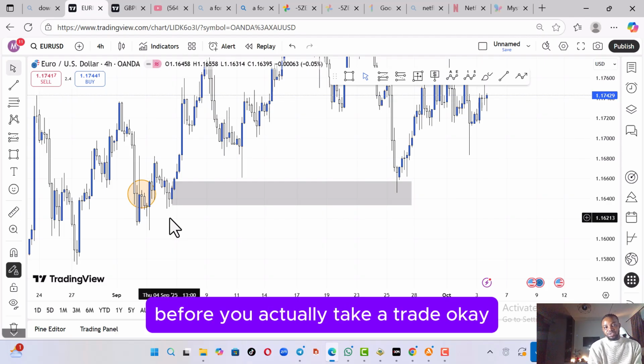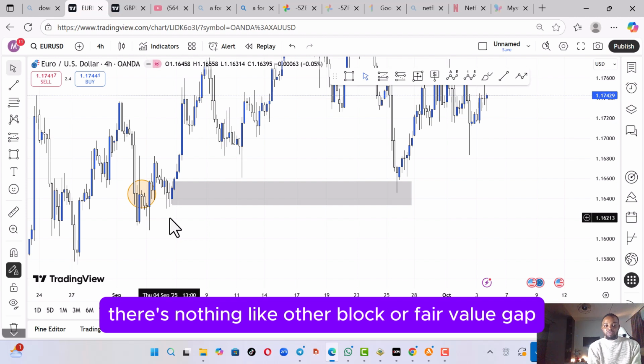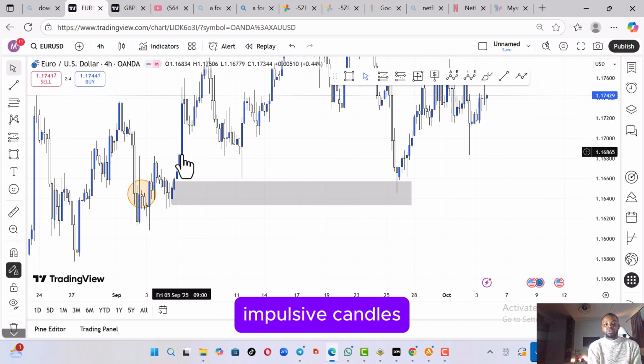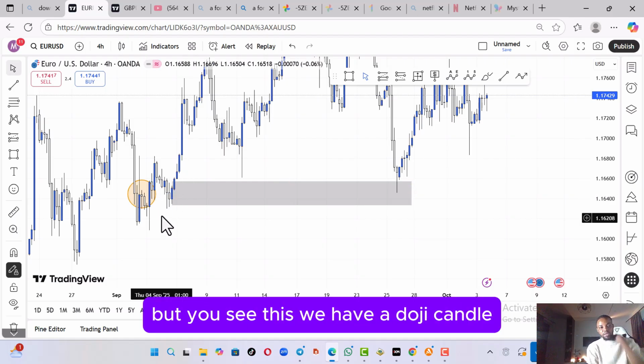actually take a trade. Okay, I'm not saying there is nothing like order block or fair value gap. They are fair value gap candles. So these long candles, impulsive candles, are fair value gap candles, right? But you see this, we have a doji candle, right?